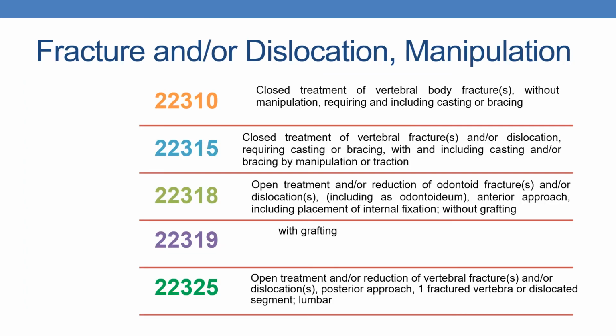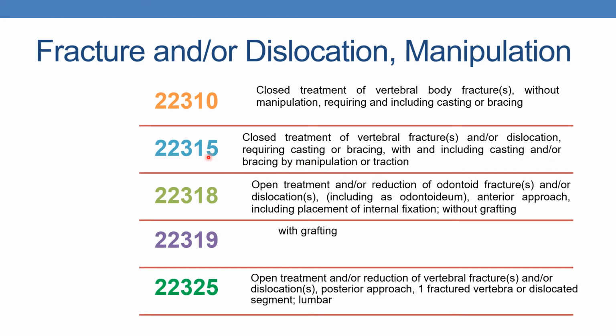Now coming to the codes for fracture and or dislocation and manipulation. First code is 22310. Closed treatment of vertebral body fracture without manipulation requiring and including casting or bracing. The next code is 22315. This involves closed treatment of vertebral fracture and or dislocation requiring casting or bracing with and including casting and bracing by manipulation or traction.